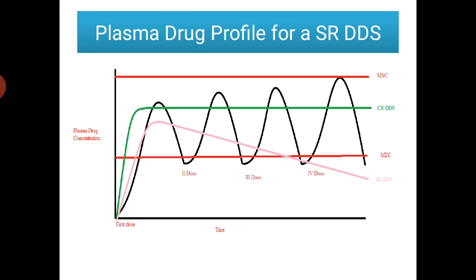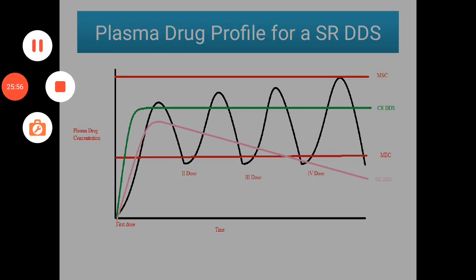The sustained release formulation may prolong for 24 hours. It can prolong for 48 hours, but the rate of release is not constant. The rate of release of drug from the delivery system is not constant, whereas in case of a controlled release, a constant release happens from the drug delivery system. Thus, the SR formulation may follow a first order release pattern rather than a zero order release pattern. So this way, this is the difference between a sustained release formulation and a controlled release formulation.